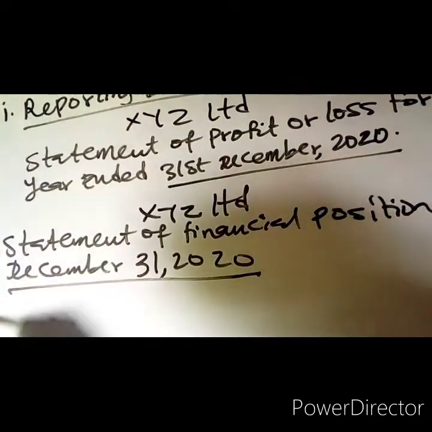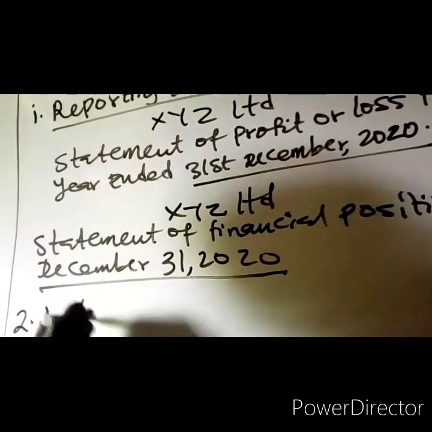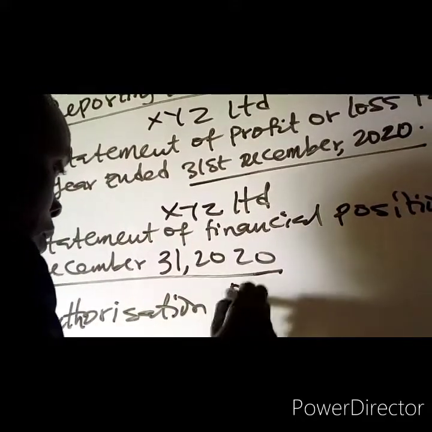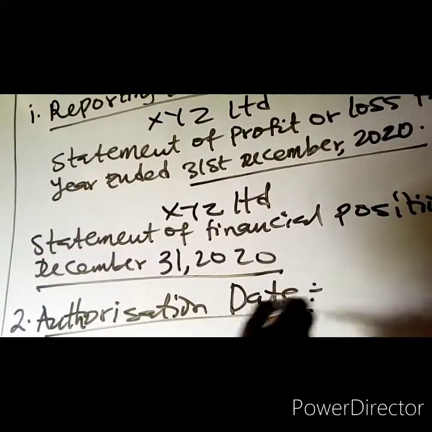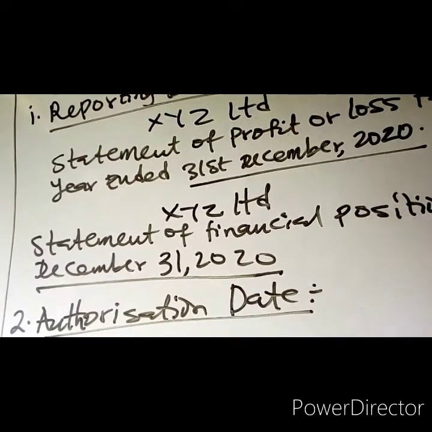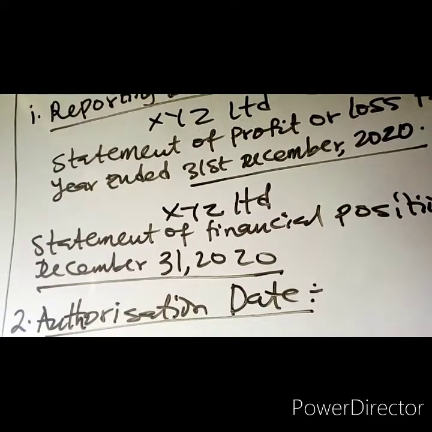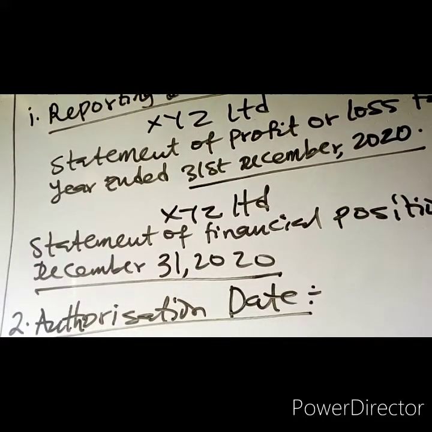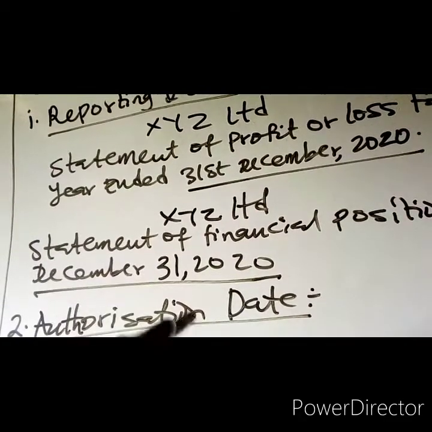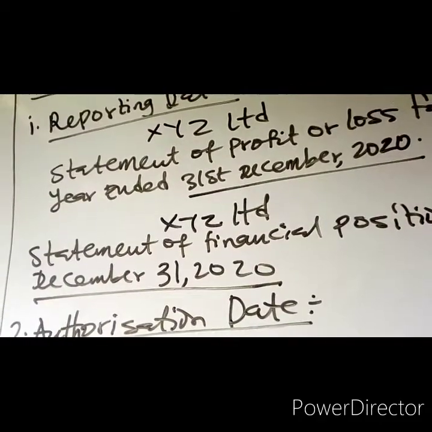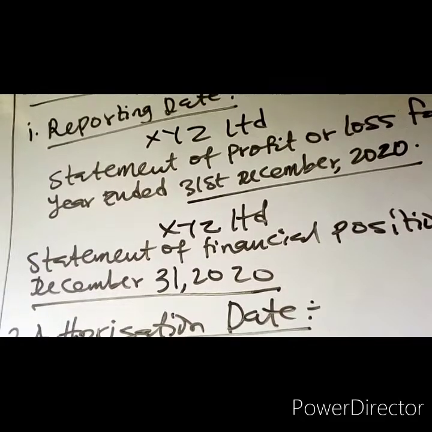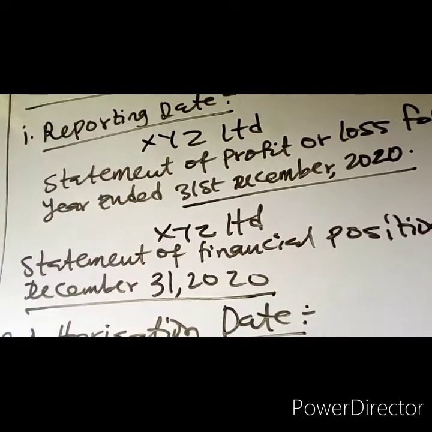The second one is authorization date. Authorization date is the date in which the financial statement is legally authorized for issuance by the directors. The date in which the financial statement is legally authorized for issuance by the directors is said to be the authorization date.